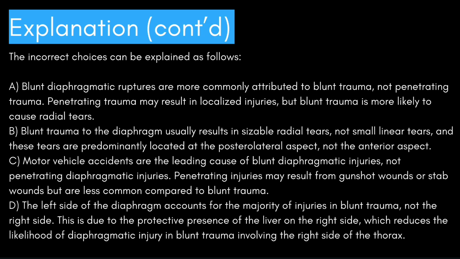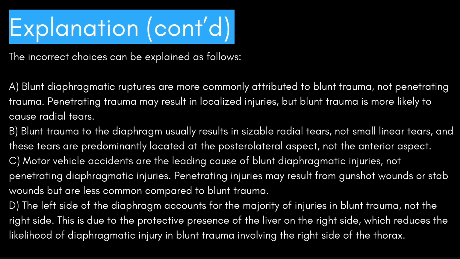Blunt diaphragmatic ruptures are more commonly attributed to blunt trauma, not penetrating trauma. Penetrating trauma may result in localized injuries, but blunt trauma is more likely to cause radial tears. Blunt trauma to the diaphragm usually results in sizable radial tears, not small linear tears, and those tears are predominantly located at the posterolateral aspect, not the anterior aspect.